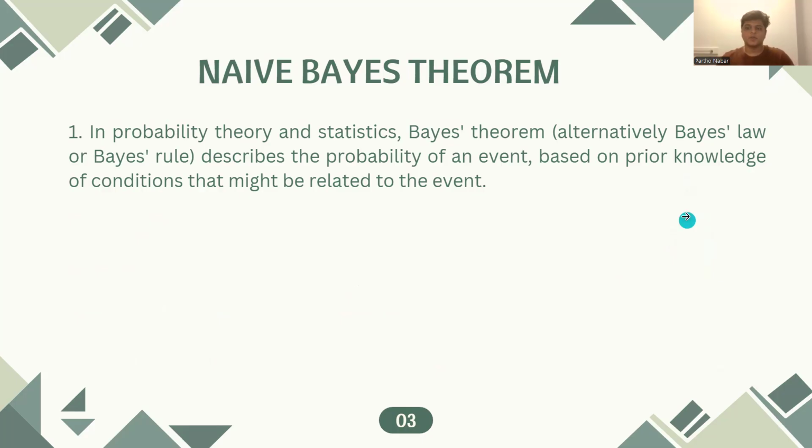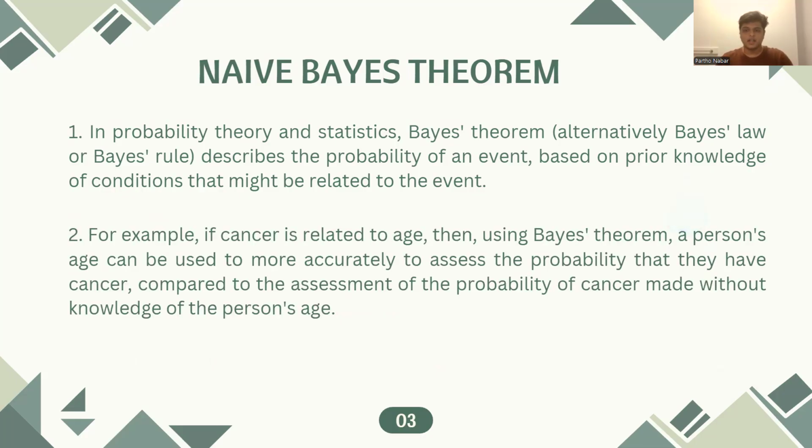It helps us calculate the probability of a hypothesis, say a class or an outcome, based on previous knowledge and new evidence. It's usually written as P of h given E equals P of E given h times P of h divided by P of E. Too much jargon, right? Okay. In simple words, new belief equals the likelihood times the prior normalized by total evidence.